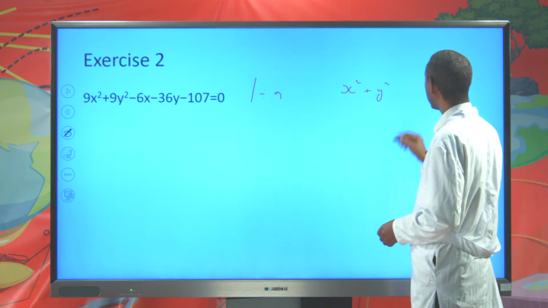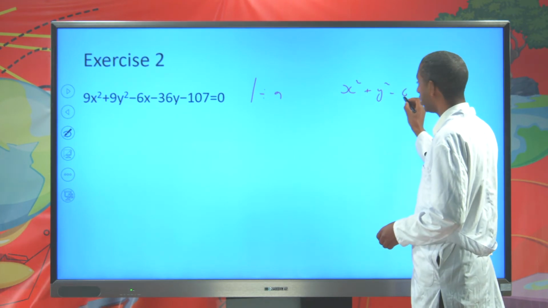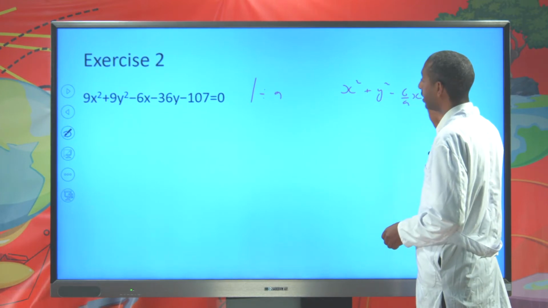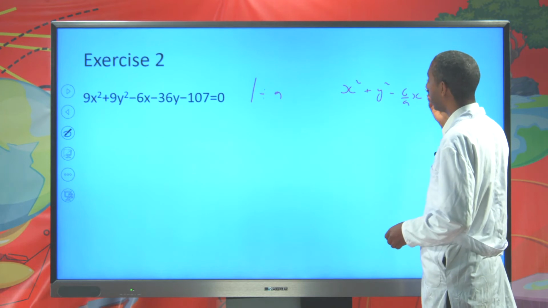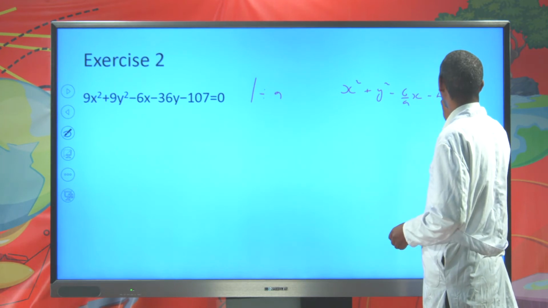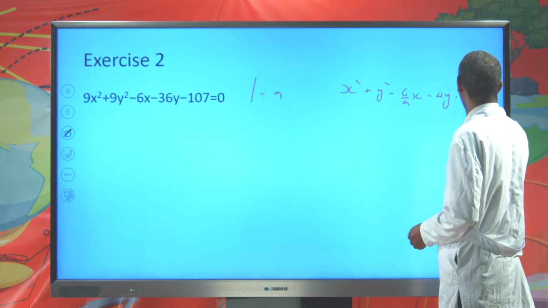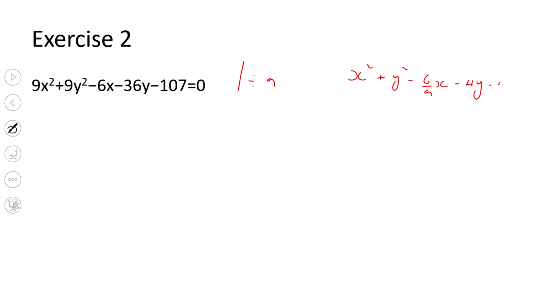Then minus 6 over 9. We will simplify it later. Minus 6 over 9x. Then let's divide 36 by 9. Then we'll get minus 4y. Then let's again divide 107 by 9. Since it's going to give us a decimal, let me just leave it as a fraction. Then is equal to 0. 0 divided by 9 is just 0.